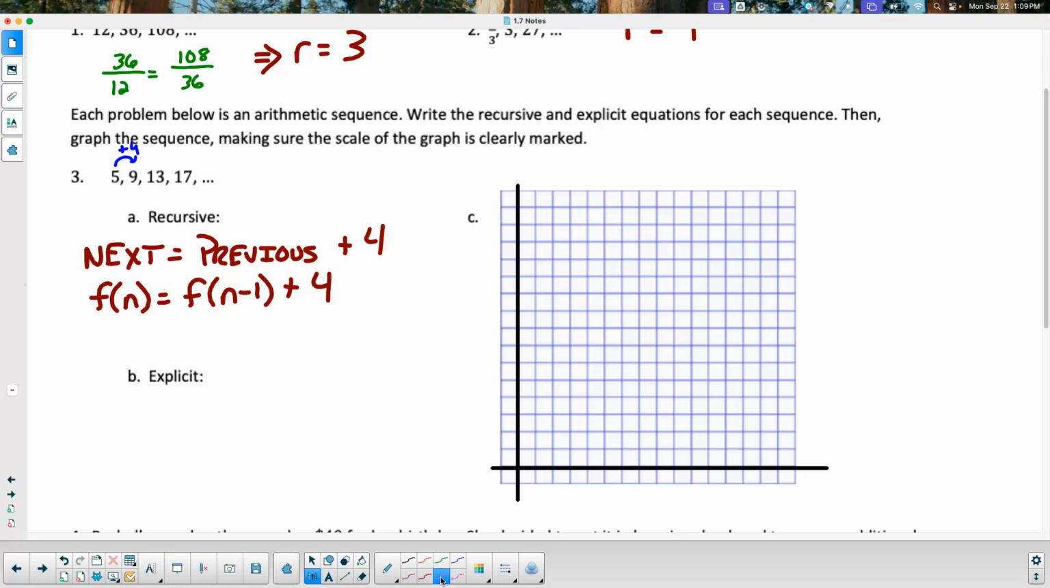1, 2, 3, 4, 5, 6, 7, 8, 9, 10, 11, 12, 13, 14, 15. First term is 5, second term is 9, third term is 13, fourth term is 17. So there's our graph, like that one.